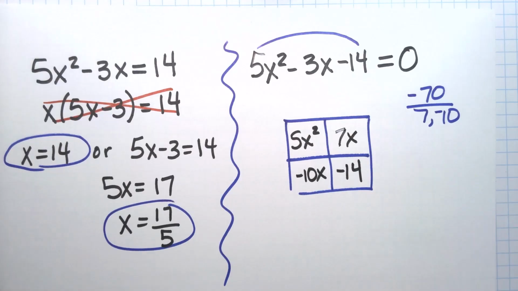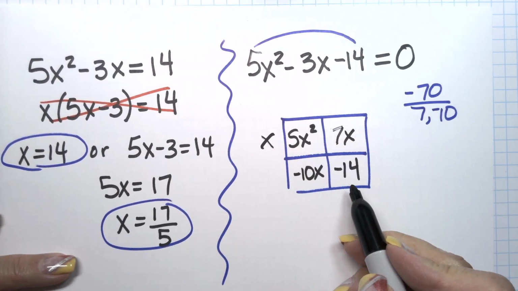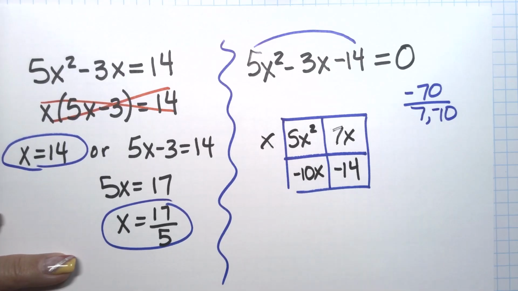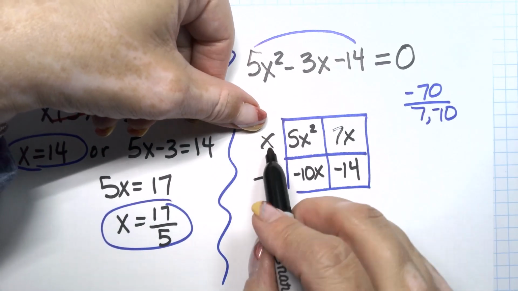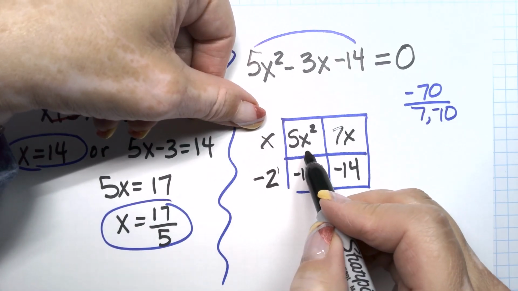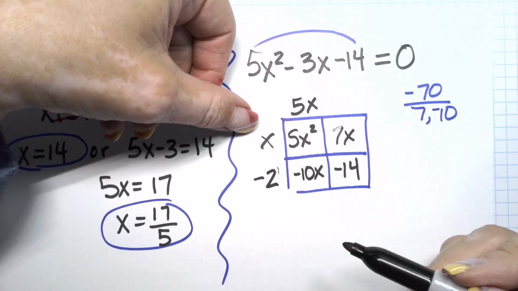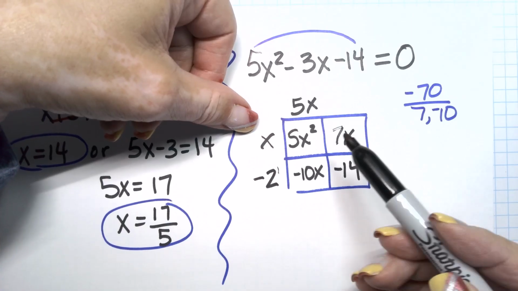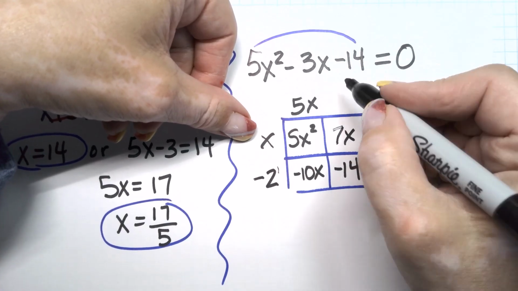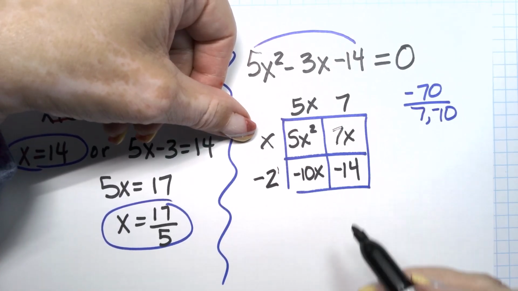Well, from 5x and 7x, it's just going to be an x. Now, a negative 10x and a negative 14, you're leading with a negative, pull a negative, and that's going to be a negative 2. You can factor up, or you can cheat and use this like a multiplication table. What do you multiply times x to get 5x squared? Well, that would be 5x. 5x times x is 5x squared. 5x times negative 2 is negative 10x. What do you multiply times x to get a 7x? 7. 7 times x, 7x. 7 times negative 2 is negative 14.